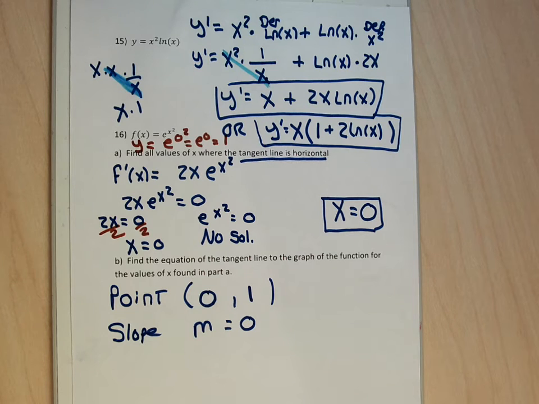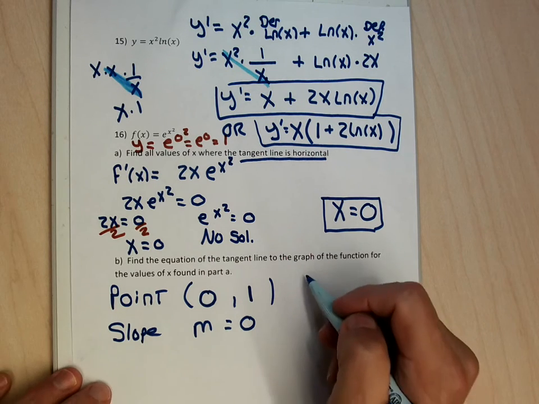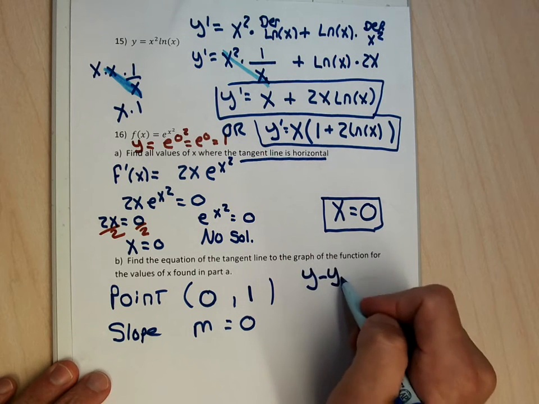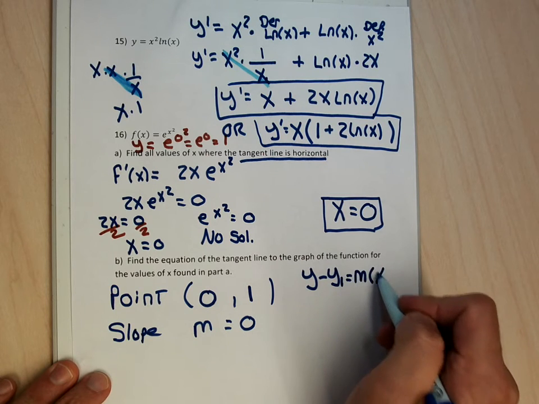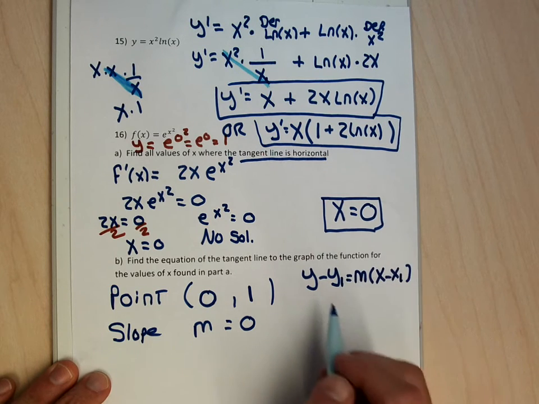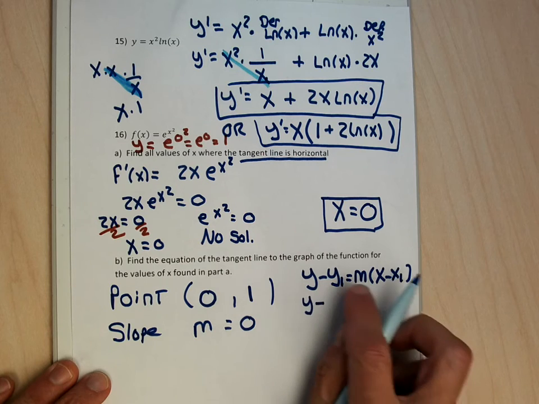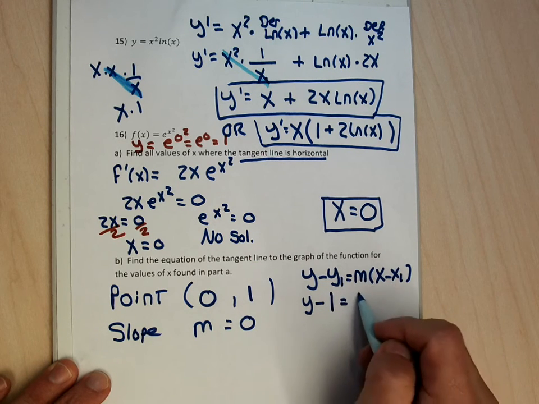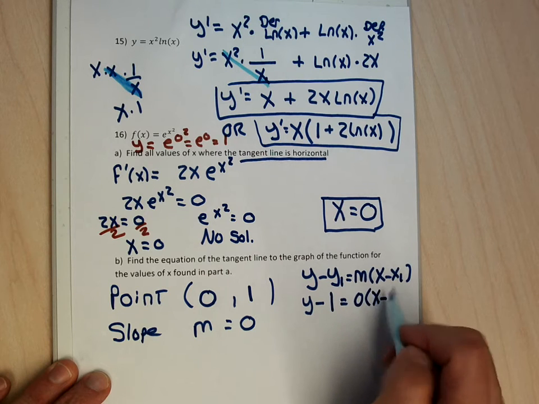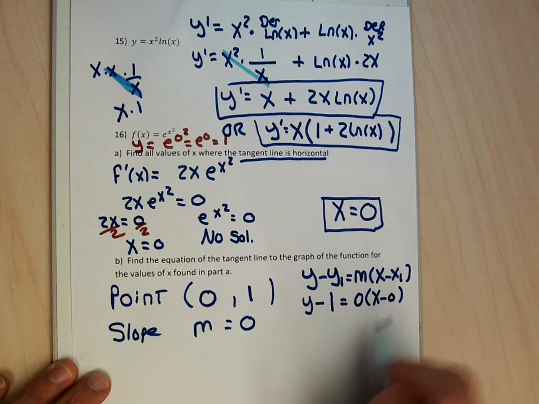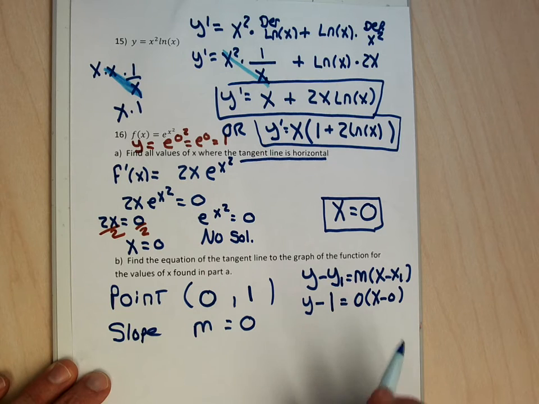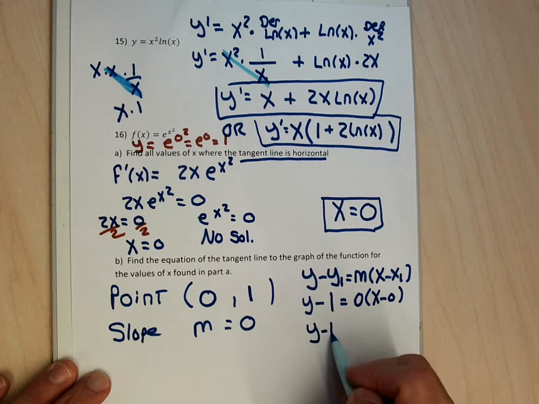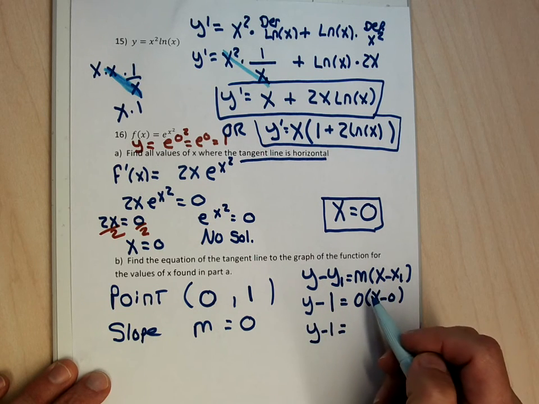And now I'm going to use the formula y minus y1 equals m times x minus x1. I'm going to go y minus, in for the y1 I'm going to plug 1, equals m, I'm going to plug in 0. And in for x1 I'm going to plug 0. So I'm going to get y minus 1 equals 0 times x minus 0. I'm going to leave the left side y minus 1.